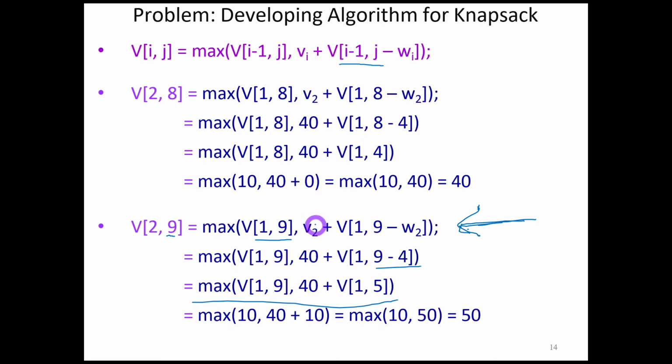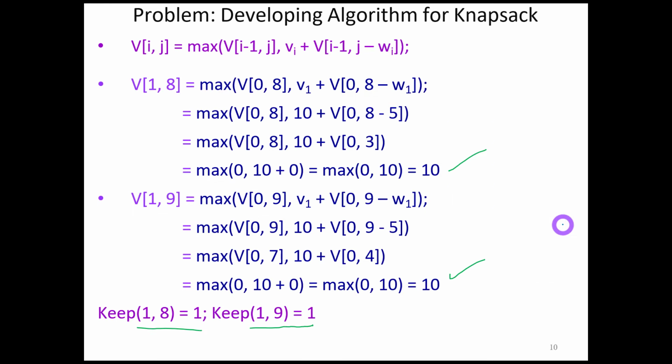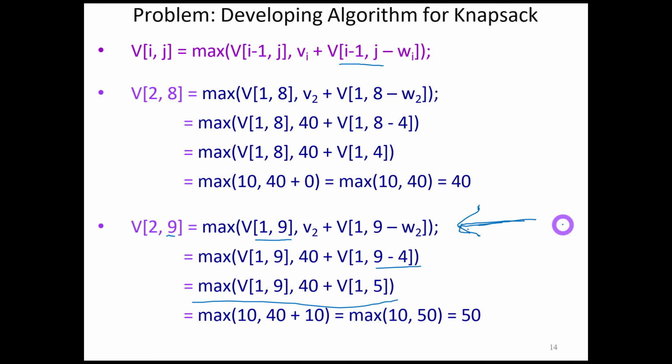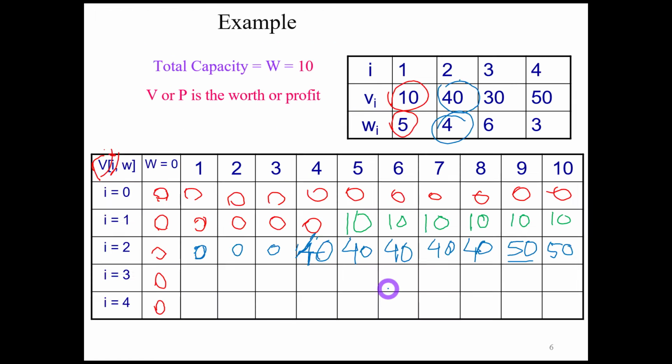So this is what I have to pick. v2 is the profit of the second item, which is 40. So 1 comma 9 and 1 comma 5. Okay, let's check what is 1 comma 9 and 1 comma 5. So 1 comma 9, this is it. This one, this is 10. And what was the other one? 1 comma 5. 1 comma 5 is 10. Both of these are 10.